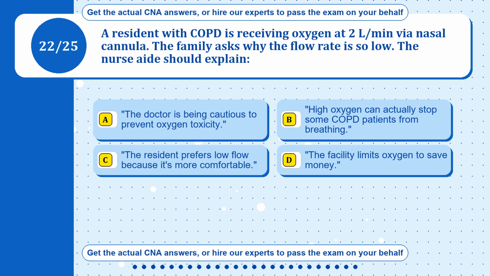Question 22. A resident with COPD is receiving oxygen at 2L/min via nasal cannula. The family asks why the flow rate is so low. The nurse aide should explain. Option A, the doctor is being cautious to prevent oxygen toxicity. Option B, high oxygen can actually stop some COPD patients from breathing. Option C, the resident prefers low flow because it's more comfortable. Option D, the facility limits oxygen to save money.